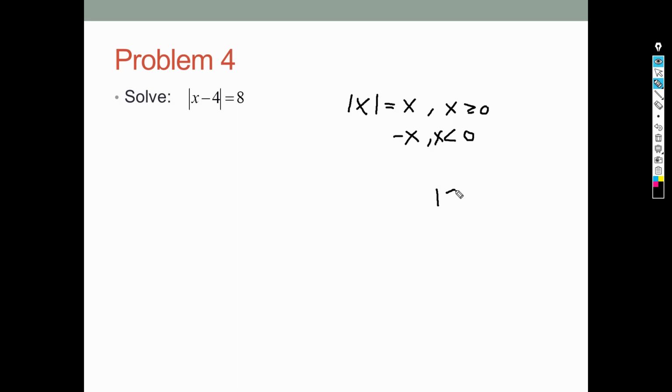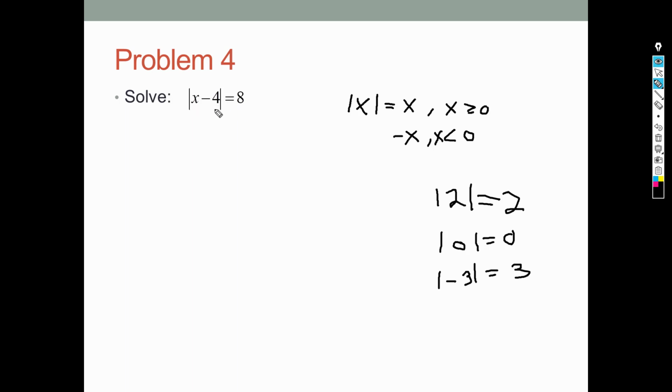So the absolute value of 2, that's positive, will be 2. The absolute value of 0 will be 0. And if you have a negative number, like negative 3, the absolute value of negative 3, according to this definition, is the opposite. So the opposite of negative 3 is a positive 3. So this tells me that the absolute value of any number is always either positive or 0. Never negative.